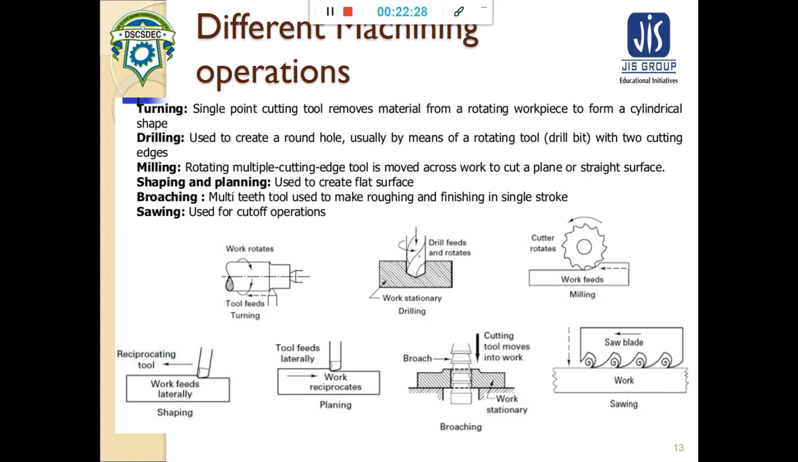A slot or face can be shaped using a shaping machine. Planing is similar to the shaping machine, but it is used for larger objects. And next is broaching. In the case of broaching, the internal surface can be finished by using the broaching operation. Next is sawing. In the case of sawing, by using multiple blades, material is removed or cut. So these are the different machining operations.